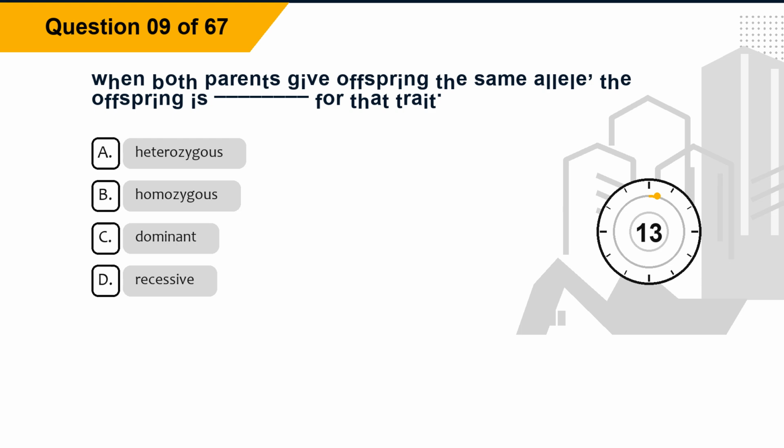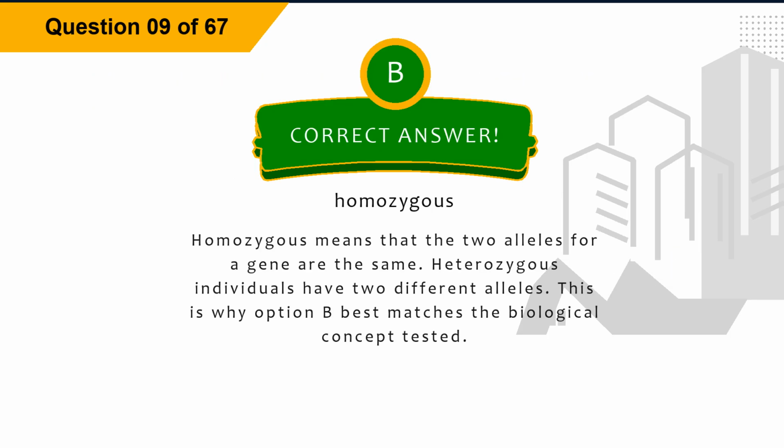Question 9. When both parents give offspring the same allele, the offspring is blank for that trait. Option A, heterozygous. Option B, homozygous. Option C, dominant. Option D, recessive. The correct answer is option B, homozygous. Explanation. Homozygous means that the two alleles for a gene are the same. Heterozygous individuals have two different alleles. This is why option B best matches the biological concept tested.